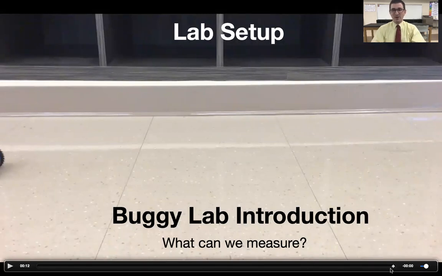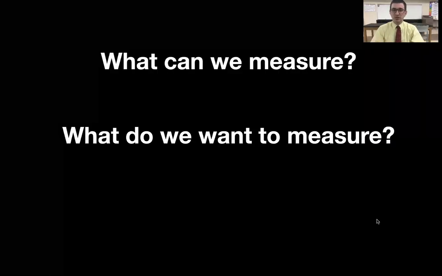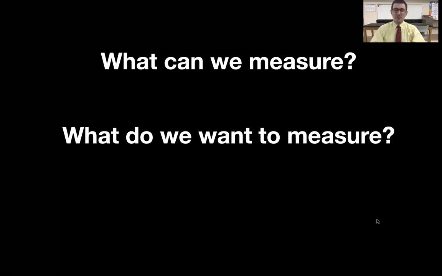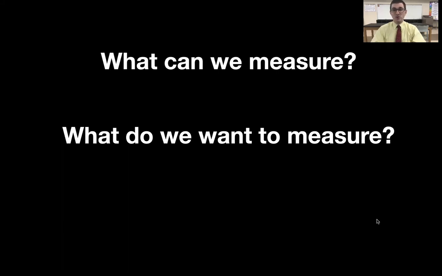But now we have to figure out, well, what are we actually going to do in the lab? We have this Buggy that we're going to investigate, and what are we going to investigate about it? So there's sort of a two-part question. What can we measure? There's a lot of things we could measure, and what do we actually want to measure? So I'd like for you to right now think about what, if you were to design the experiment, what would you have be your independent variable and what would you have be your dependent variable?